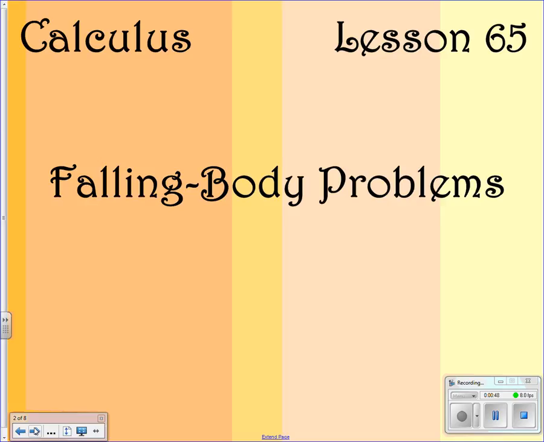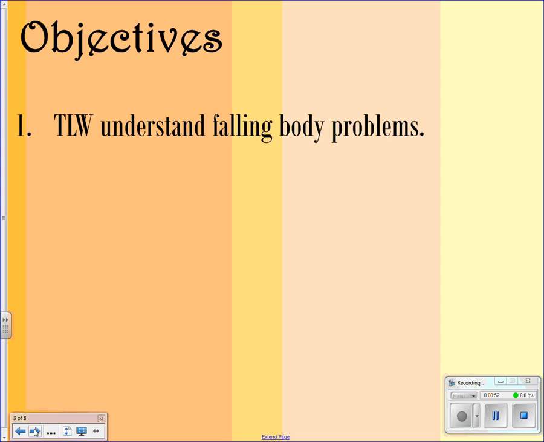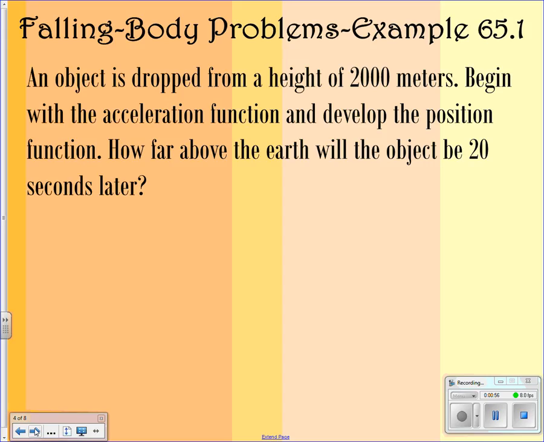So today we're looking at lesson 65. We're dealing with falling body problems. So hopefully after this lesson you'll understand how the falling body problems work. We have an object dropped from a height of 2,000 meters. Begin with the acceleration function and develop the position function. How far above the earth will the object be 20 seconds later?